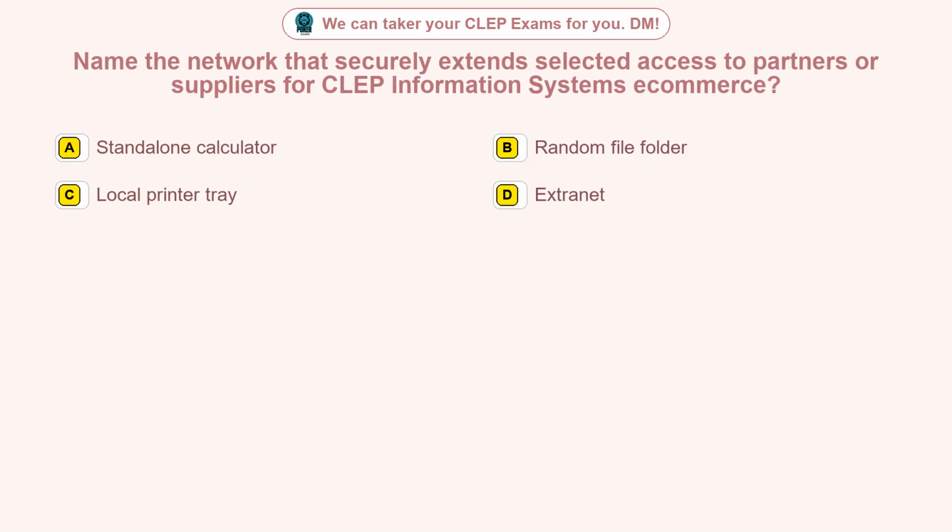Question 25. Name the network that securely extends selected access to partners or suppliers for CLEP Information Systems Ecommerce. Option A, standalone calculator. Option B, random file folder. Option C, local printer tray. Option D, extranet. The correct answer is option D, extranet.